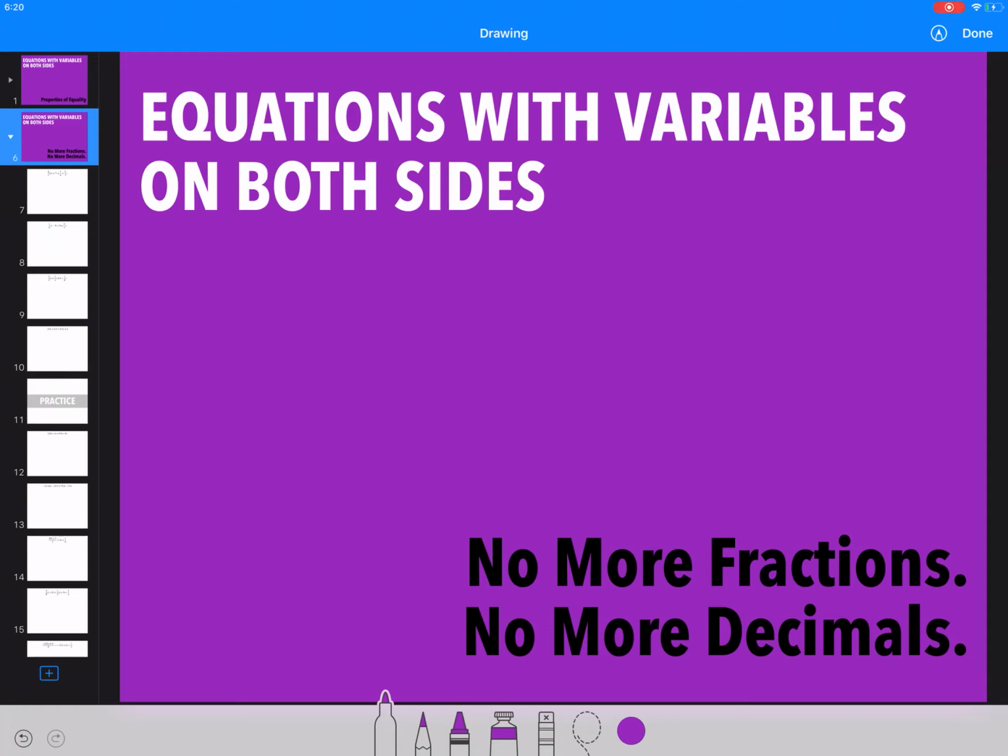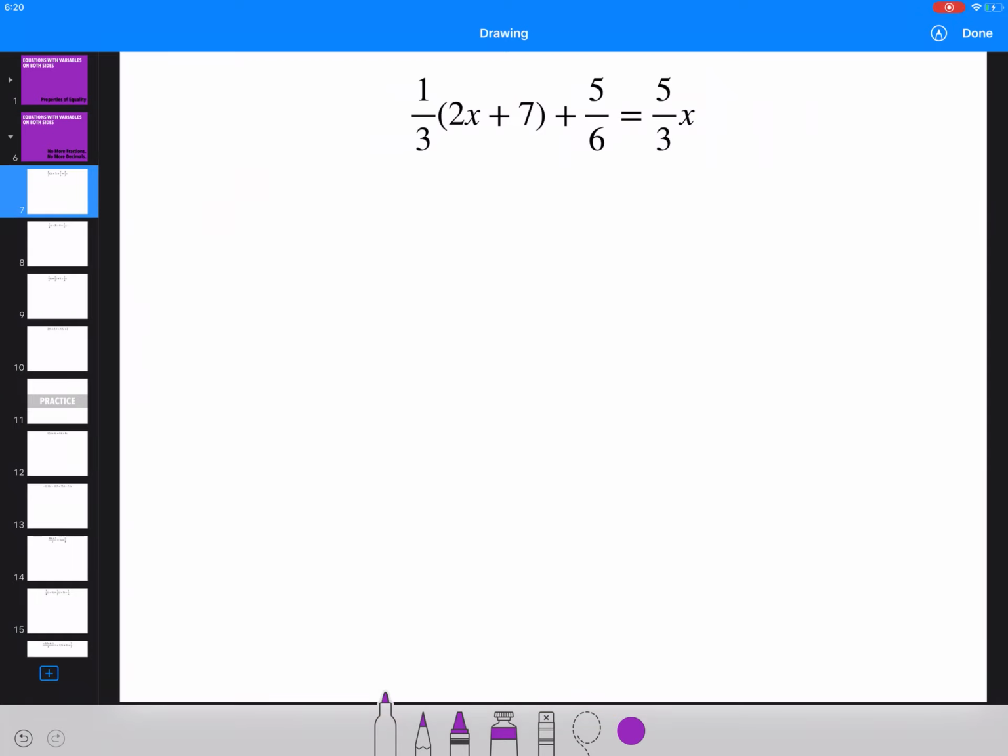Alright, in this video, we're going to be talking about how to get rid of fractions and decimals when solving equations. Sometimes the best strategy is to rewrite the equation and simplify it. So we're going to practice getting rid of fractions and decimals in our equations. We have this equation here, and we're going to get rid of these fractions.